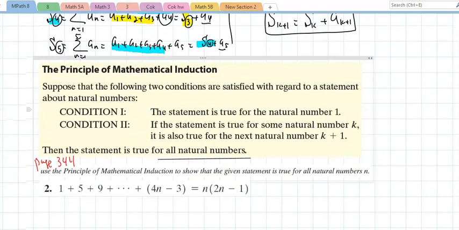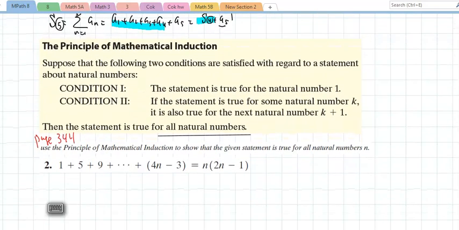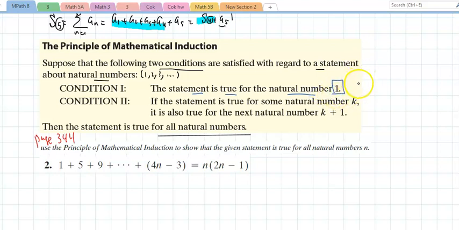And here's the principle of mathematical induction. This is what it says. Suppose that the following two conditions are satisfied with regard to a statement about natural numbers. In case you've forgotten, natural numbers are those numbers, the counting numbers. Two conditions. Condition one, the statement is true for the natural number 1. Whatever you have, k or n, you let n equal 1 or k equal 1, you get a true statement.